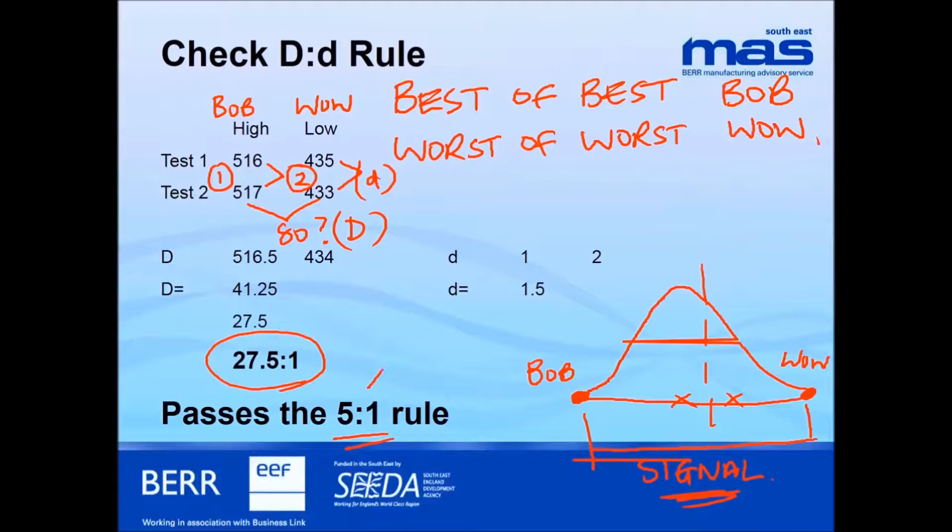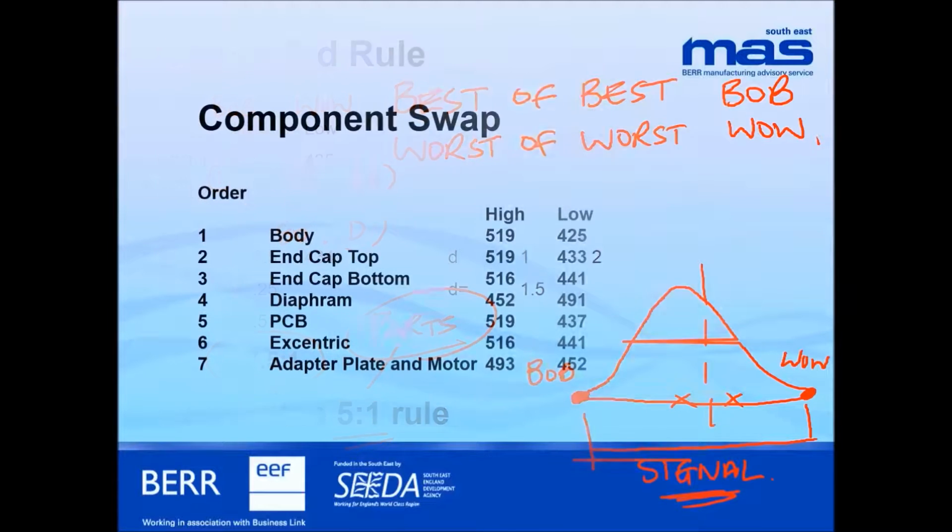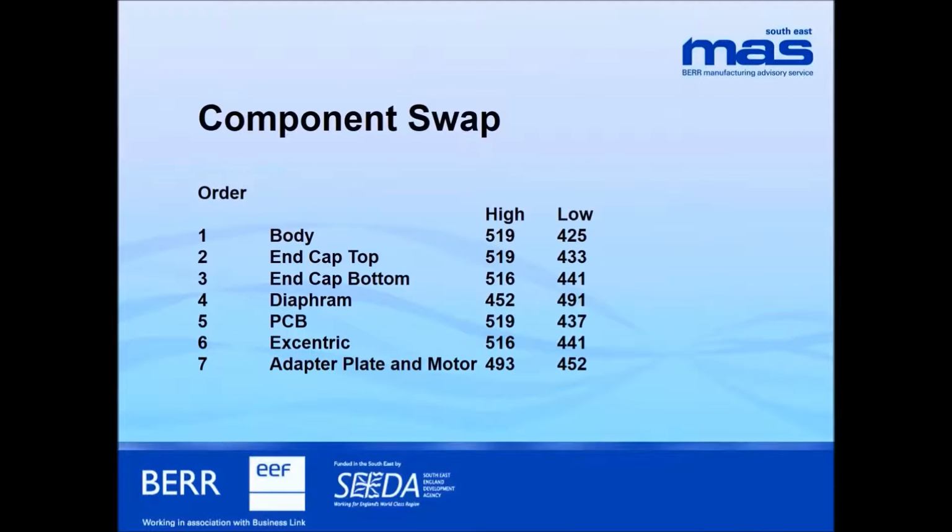And what that's telling you is the problem is with the parts. The problem's in the parts. Now you can proceed with the component swap. So here are the results. You can see the 7 parts that got swapped out. The body, the 2 end caps, the diaphragm, the PCB, the eccentrics, and the adapter plate.